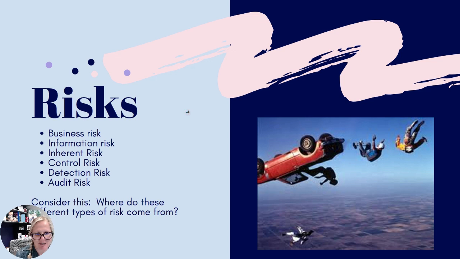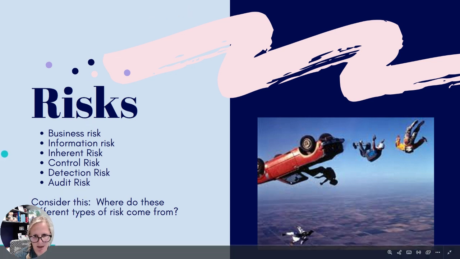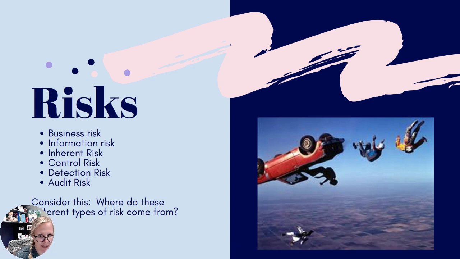So here we have a bunch of guys jumping out of an airplane. When I say risk, well, that might be risky, but that's not exactly what I'm talking about. What I'm thinking about when I say risk is business risk, information risk, inherent risk, control risk, detection risk, and audit risk. These are the different types of risks that auditors need to think about.